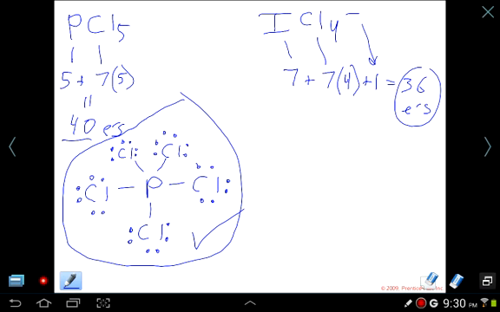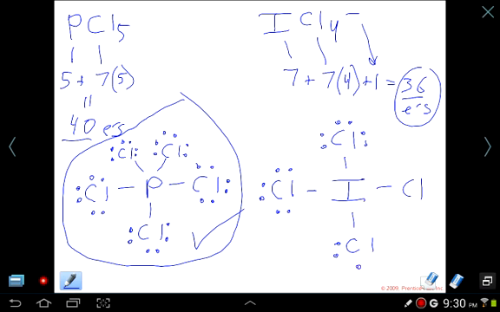In the case of ICl4 minus, we have iodine in the middle. Iodine is less electronegative. We have 4 chlorines around the outside. Let's do a similar accounting. We have so far 2, 4, 6, 8 electrons. Keep going until we get to 36. So 10, 12, 14, 16, 18, 20, 22, 24, 26, 28, 30, 32. Now we've got to 32, but there are 4 more electrons.